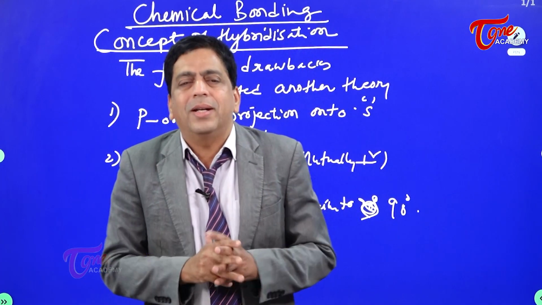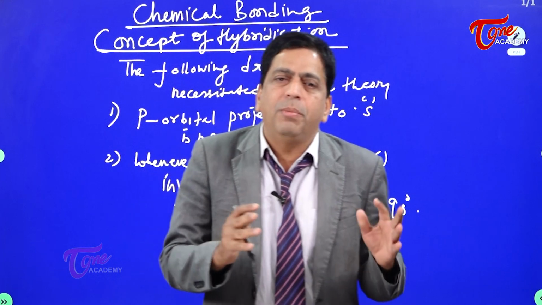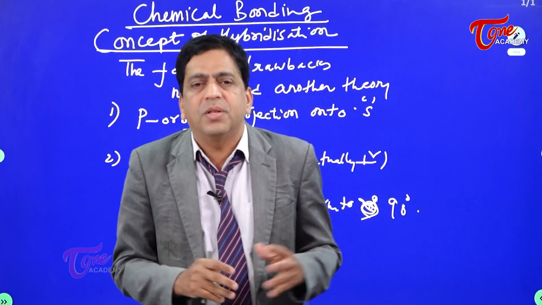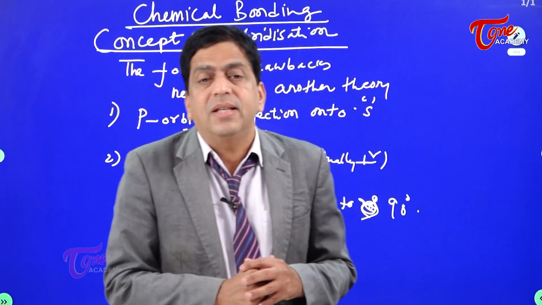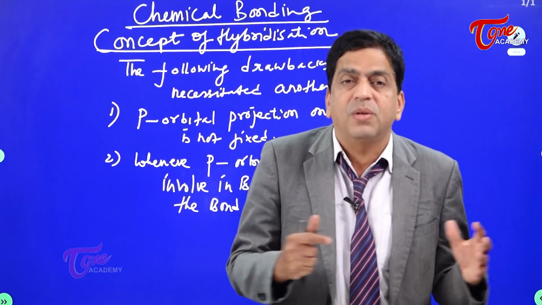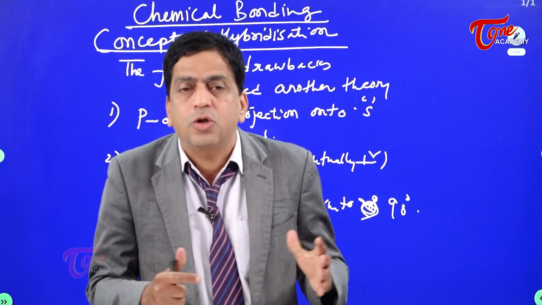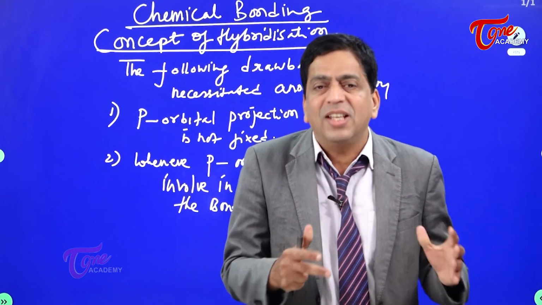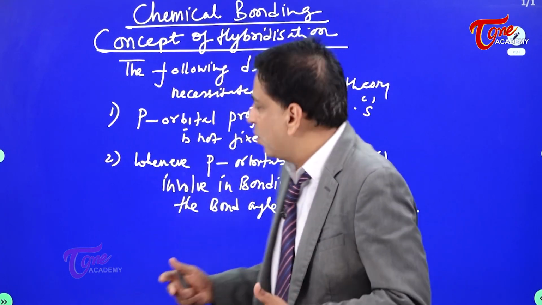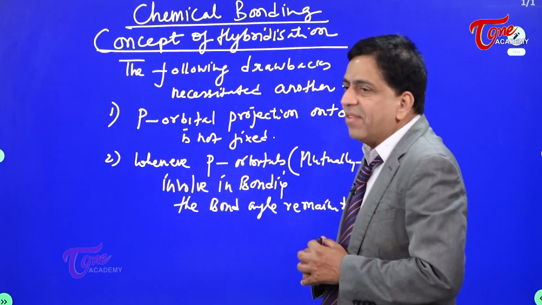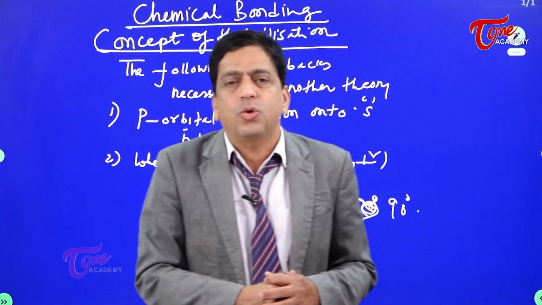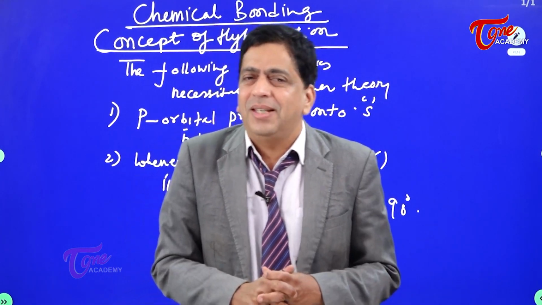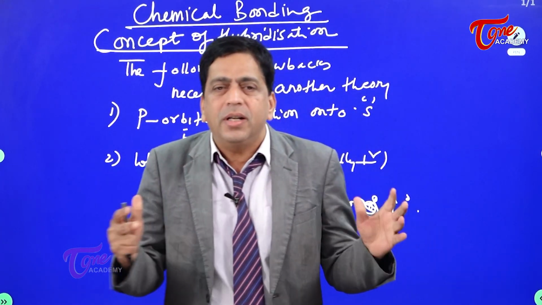So what prompted me to propose the concept of hybridization in this session, which I strongly believe is this: you have some flaws, serious drawbacks in the valence bond theory. That is, the projection of P onto S is not fixed, and whenever the P orbitals are involved in bonding, the bond angle remains to be 90 degrees. These seem to be corrected immediately, right?